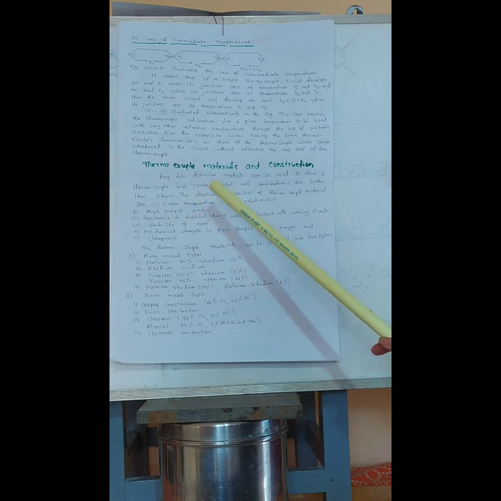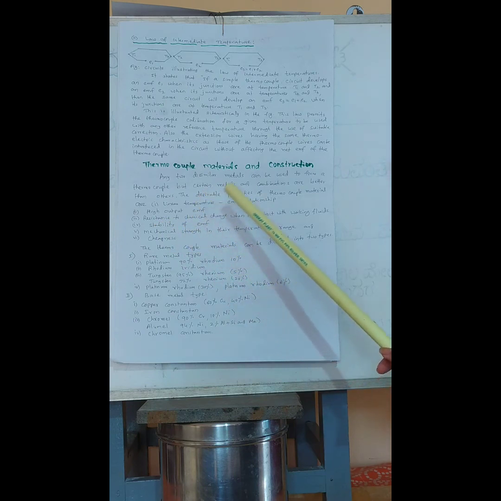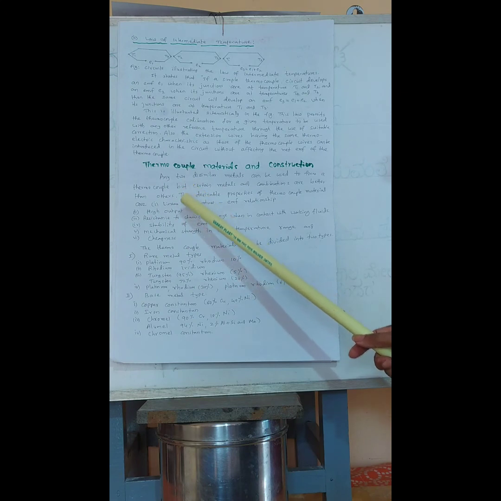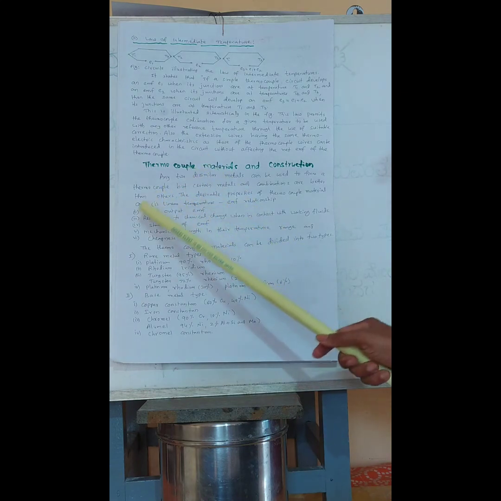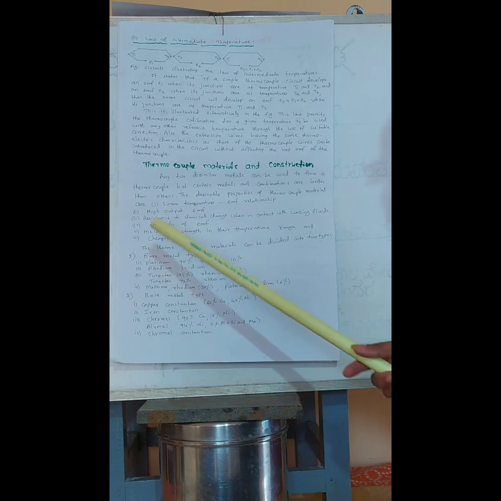resistance to chemical change when in contact with working fluids, stability of EMF, mechanical strength in their temperature range, and cheapness. These are the desirable properties of materials used for thermocouples. These properties are considered when selecting the thermocouple materials. Then what are the different thermocouple materials?